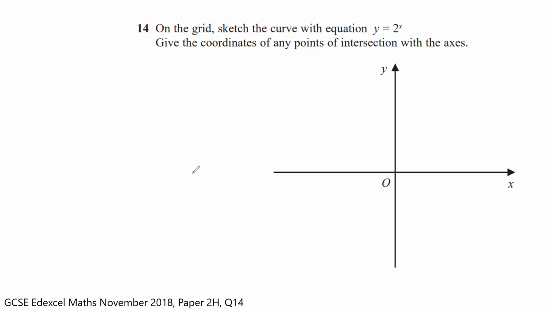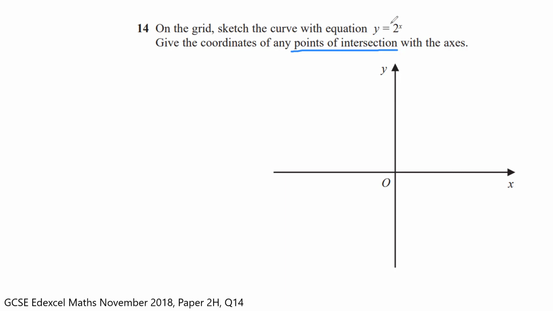So this question 14, on the grid, we've been asked to sketch the curve with the equation y is equal to 2 to the power of x and give the coordinates of any points of intersection with the axes. So this is going to come in quite important later on. So points of intersection with the y-axis and or the x-axis.